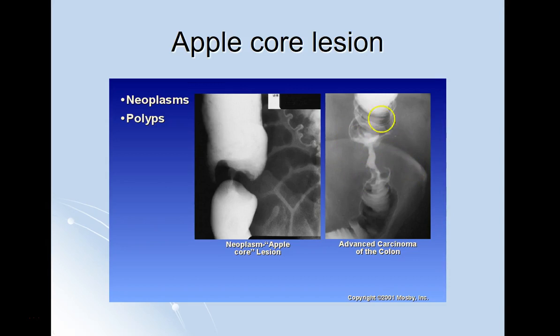And so you can see radiographically with barium, it kind of looks like an apple core, right? And that's what you're seeing here. Something is narrowing the lumen of the intestine. So an apple core lesion is generally concerning. We're concerned about malignancy when we see that.